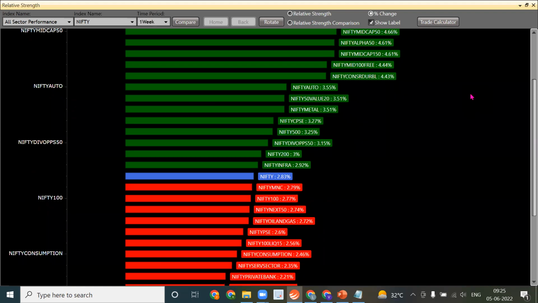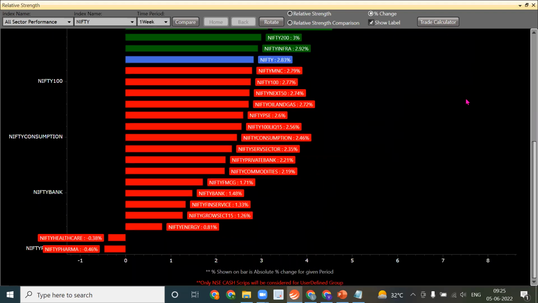In this 1 week, these are the ones. Nifty has moved up by 2.83%. The red ones are the sectors and indices which were negative. You can see these two were completely negative: healthcare and pharma, minus 0.38 and minus 0.46. Energy was slightly positive, but below Nifty. That is why it is on the right hand side. So energy positive by 0.81, financial services 1.38, Nifty bank 1.41, FMCG was positive only by 1.71.